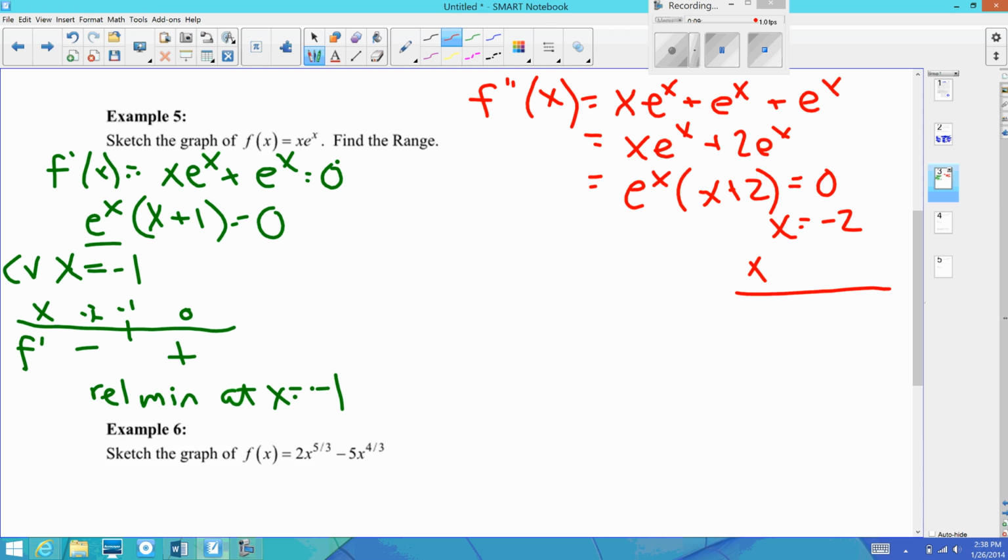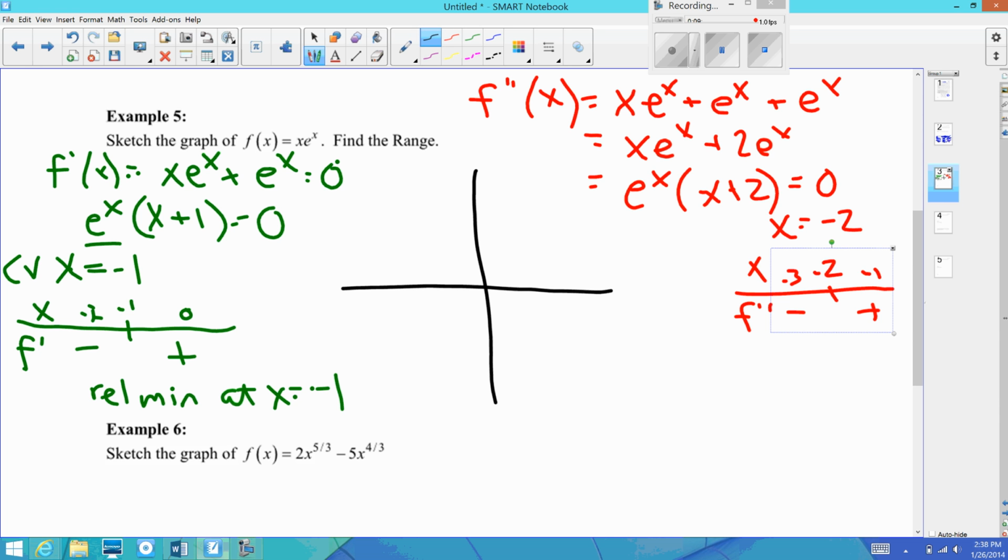Making a quick little sign chart. You'll see if we put in negative 1, we'd get a positive value. Negative 3, we'd get a negative value. So that should be enough to pull together a graph, and we should be able to find the range. So we have a relative min at negative 1. It wouldn't hurt to get a point, right? f of 0 is 0, that's pretty easy.